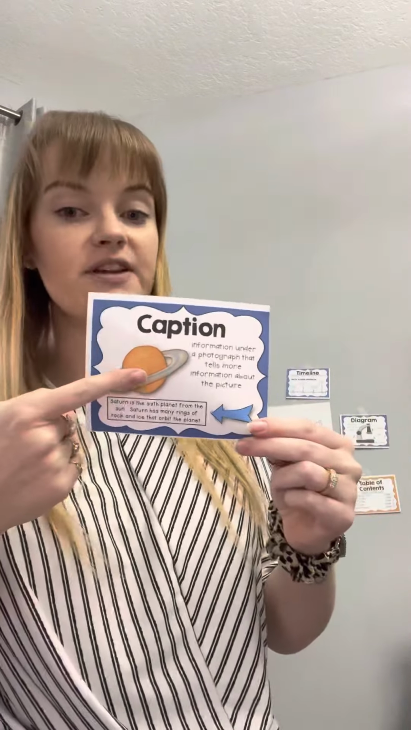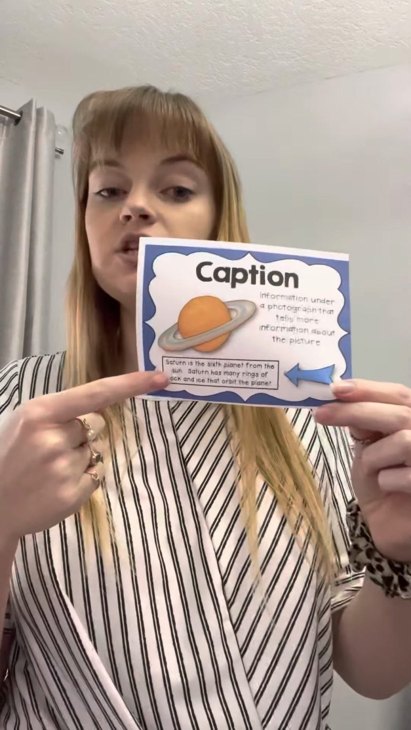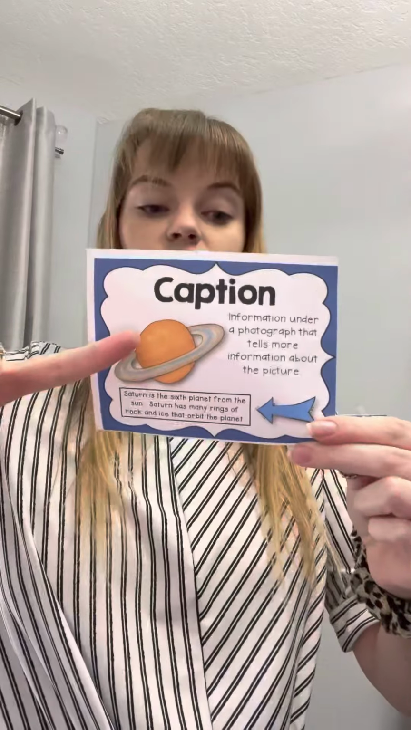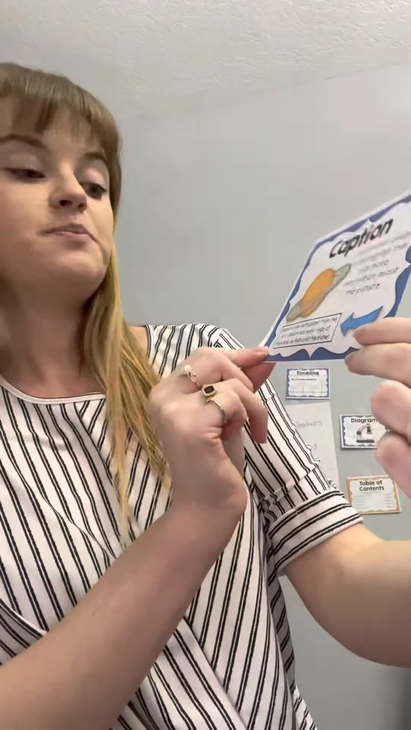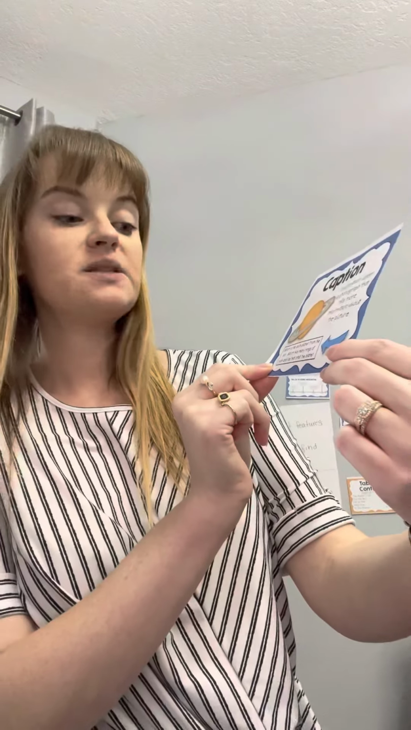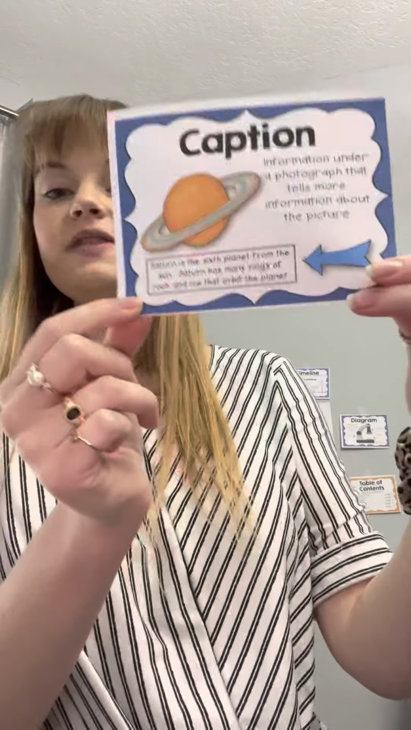In this case, I have an illustration. So this caption down here is giving me more information about the illustration. It says, Saturn is the sixth planet from the sun. Saturn has many rings of rock and ice that orbit the planet.